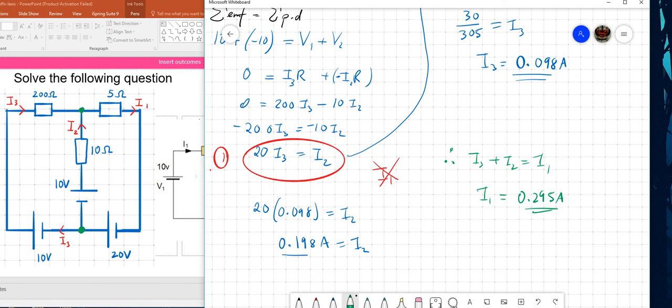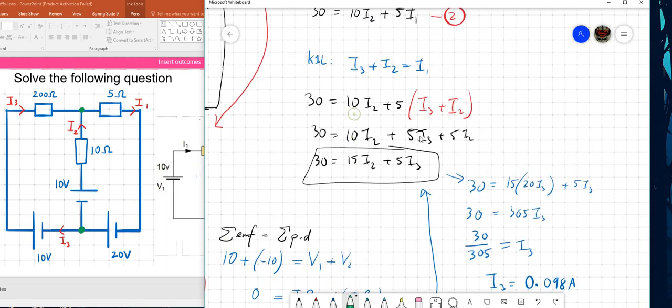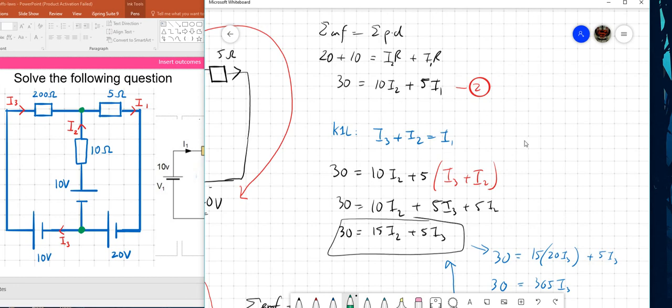Okay, I hope that this helped. Just make sure that you do practice those types of questions. So whenever you have two loops, you're going to have two expressions, and always remember Kirchhoff's first law when the current is split.